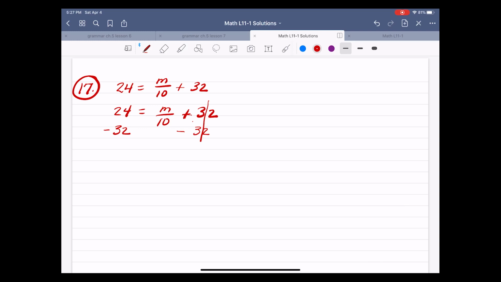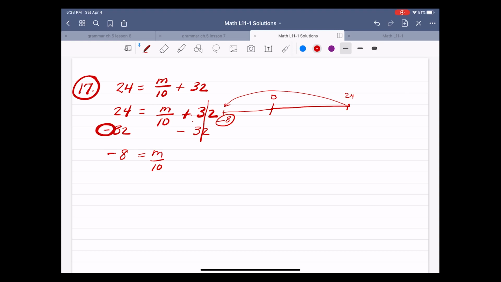32 minus 32 is 0, so I'm left with 24 minus 32. What's the difference between 24 and 32? It's 8. But the sign of the number that appears to be larger is negative. So if I were to go from 0 all the way out here to 24, and then subtract 32 and come back, I would be at negative 8 on our number line. Negative 8 equals m over 10.